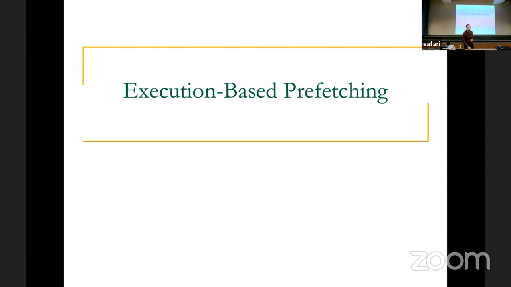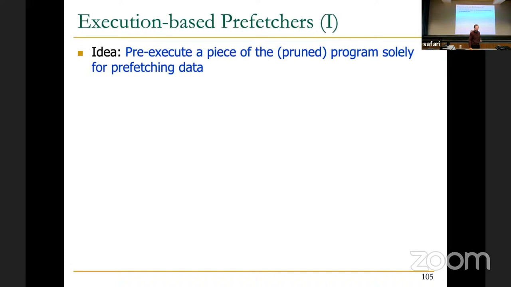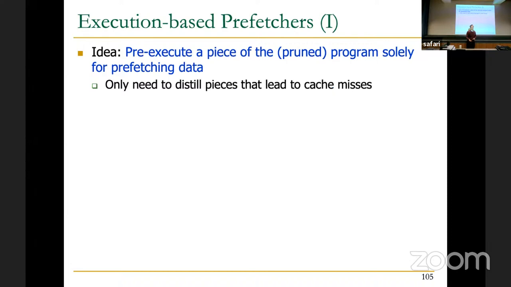Okay, let's talk about execution based prefetching. So this is completely different, as I said. The idea is to pre-execute a piece of the program, perhaps a pruned piece of the program, solely for prefetching data. And you can only distill the pieces of the program that lead to cache misses. So you can actually look at the program, it's an instruction stream, dynamic or static, and you try to figure out what part of the program should I execute to actually prefetch this particular thing that is going to miss in the cache. That's the idea.